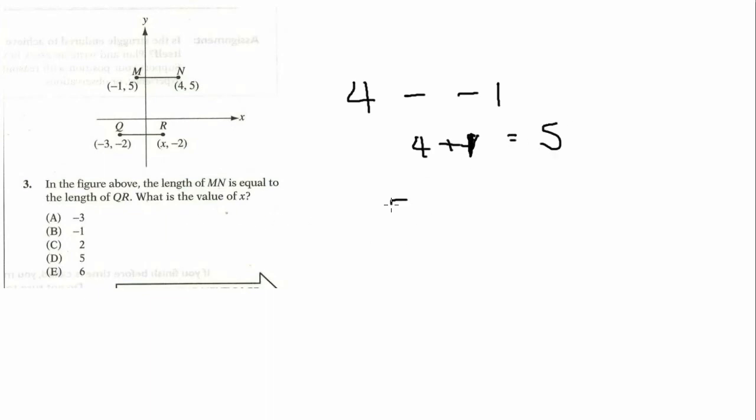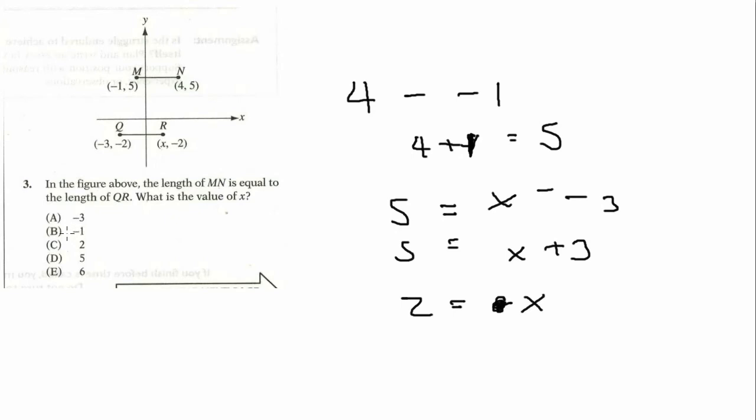That length is going to be 5, so because it's the same length, 5 equals x minus negative 3, x plus 3 equals 5. We're going to take the 3 here and subtract it from both sides, so we're going to have 2 equals x, which means we have this answer here.